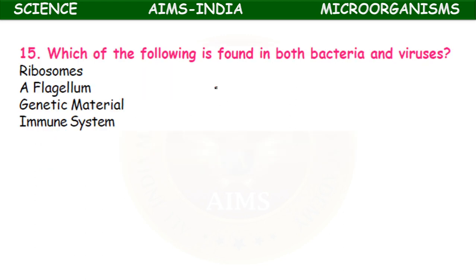Which of the following is found in both bacteria and viruses? Ribosomes, a flagellum, genetic material, the immune system. So it is the genetic material which is present in both bacteria and virus.